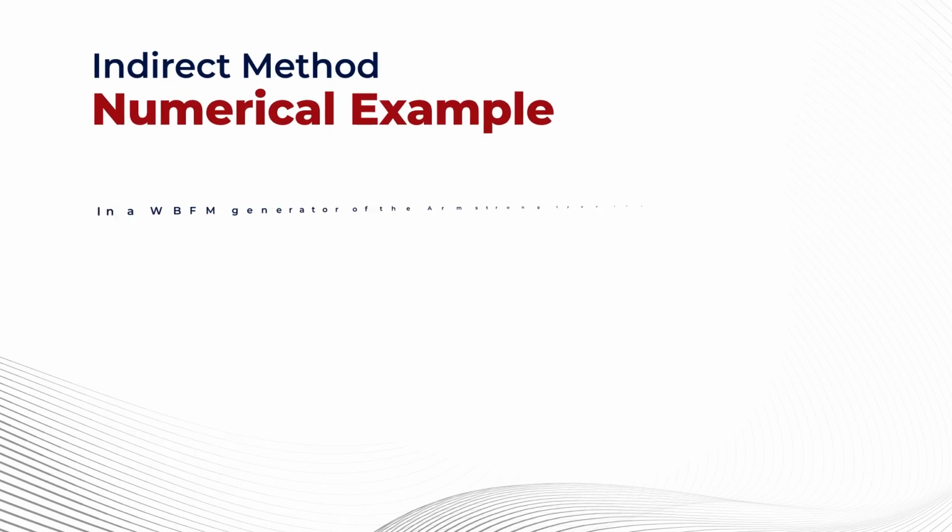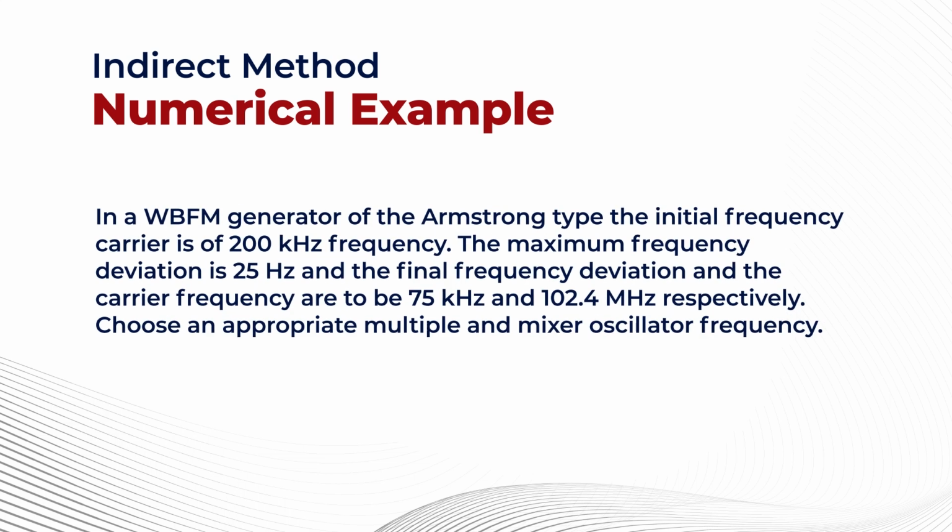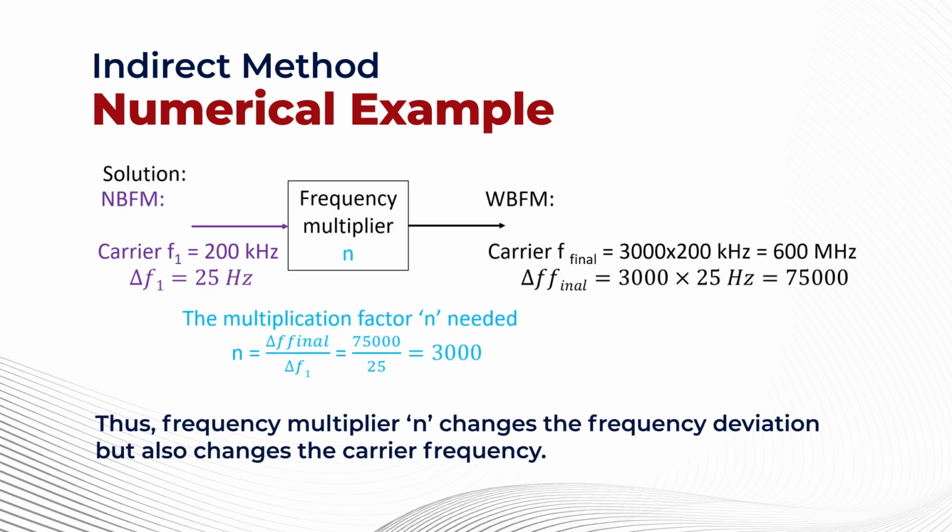So, this is an example of this indirect method of generation. Here, we are given a wideband FM generator. The initial frequency is 200 kilohertz. The maximum frequency deviation is 25 kilohertz, and the final frequency deviation and the carrier frequency are to be obtained as 75 kilohertz and 102.4 megahertz respectively. Now, we assume that we have already generated the FM signal using a narrowband FM signal. So, the inputs are the given input carrier frequency of 200 kilohertz and the initial frequency deviation of 25 hertz.